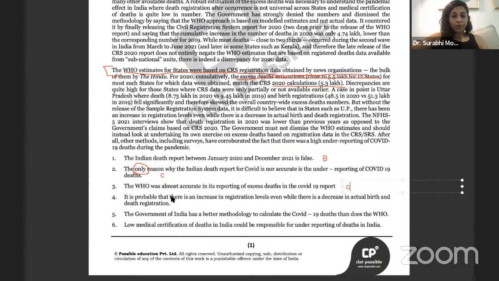Fourth, it is probable that there is an increase in registration levels even while there is a decrease in actual birth and death registration. So this information can be checked here for Uttar Pradesh. And it says that it is difficult to believe that in states such as UP, there has been an increase in registration levels, even while there is a decrease in actual. So this is directly opposite to what is given. Hence, the answer for the fourth one will be option D. Have you all got D for the fourth one?